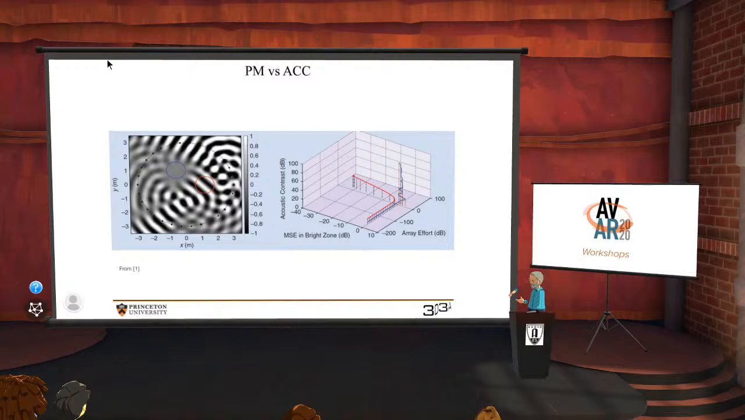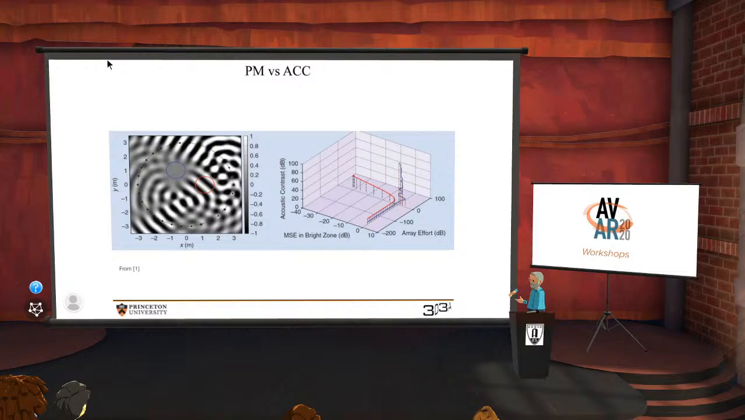The blue curve, which is the ACC method, goes up very high. It can achieve very high contrast, 80 dB, 70 dB according to the simulation. However, you will see that the pressure matching is lousy. In other words, the mean square error in matching the desired pressure stays close to 0, as opposed to minus 35 dB for the case of pressure matching.